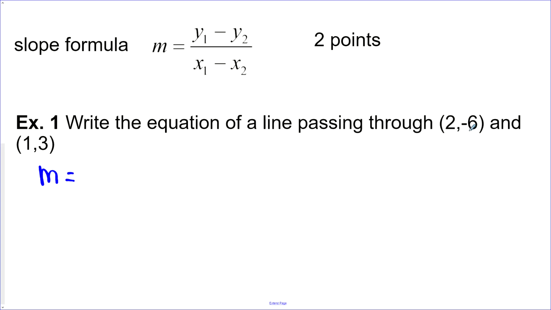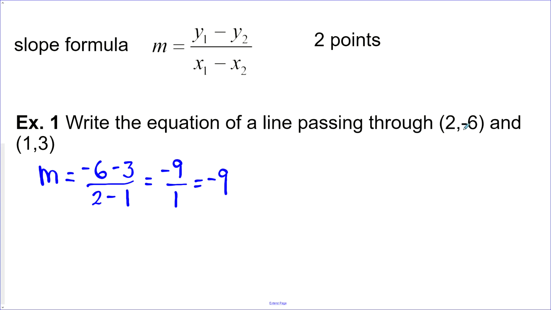And what will be our first y value? Well, let's just use this one here. So negative 6 minus the other y value, 3. And make sure these are lined up. So the 2 goes with the negative 6, and the 1 goes with the 3. And this is negative 9 over 1, and we wouldn't leave it like that. We don't like unnecessary things like divided by 1 here, so we will just write that as negative 9.